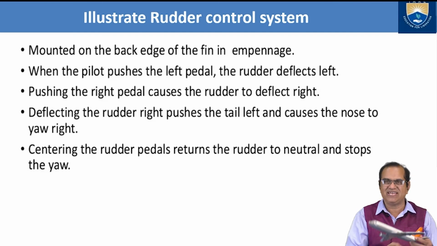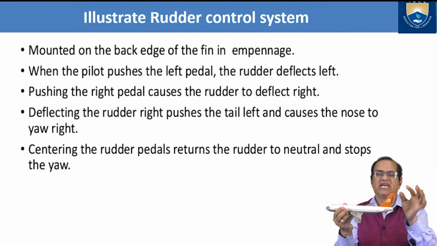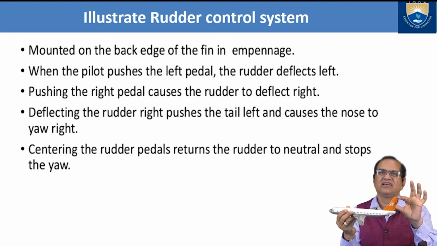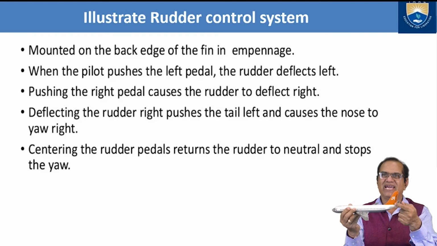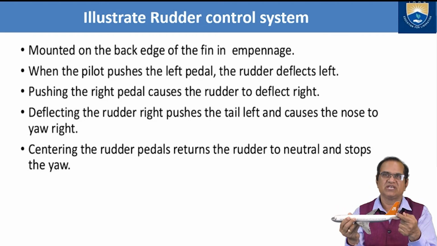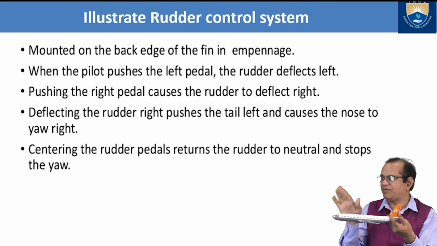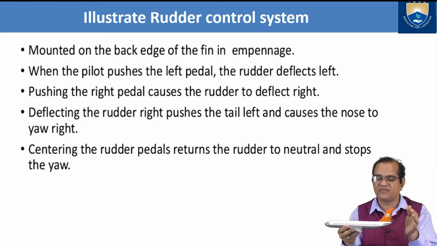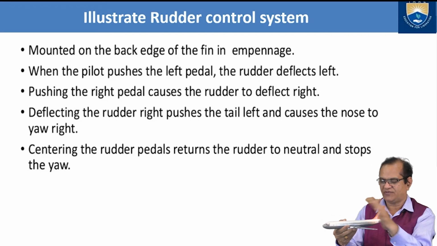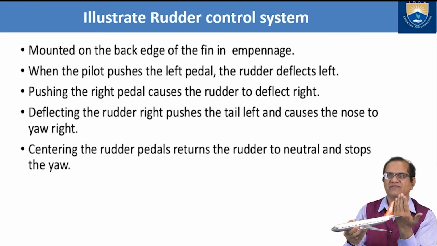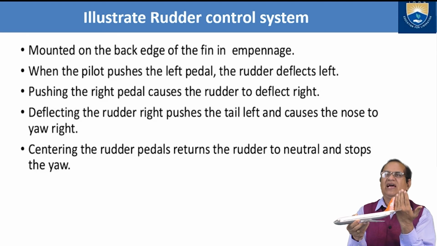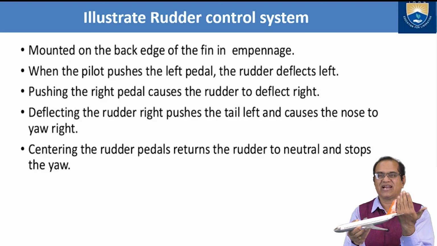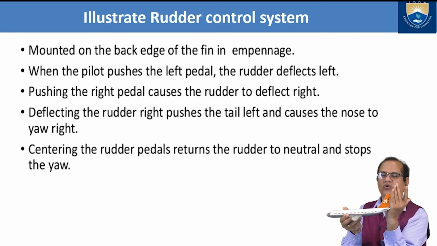This you can see here. This is the empennage and this is the vertical fin. So it is mounted on the back edge of the fin in the empennage. When the pilot pushes the left pedal by the feet, it has to operate. The rudder deflects left. So if he pushes the left, it will go to the left. Pushing the right pedal causes the rudder to deflect right. So if it is right, it will go towards the right.